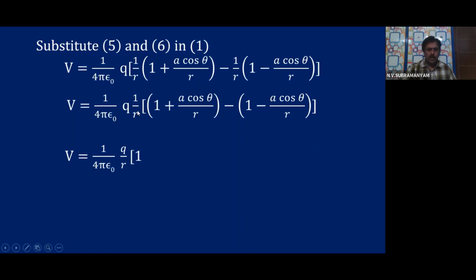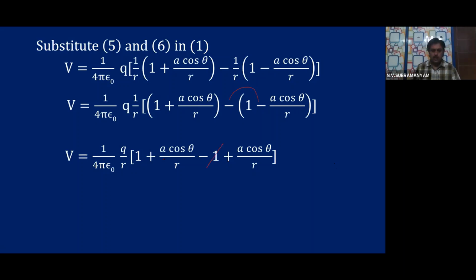1 by r common I have taken. What is q into 1 by r? Q by r. Now this bracket open, children. This I will explain in a moment. You see here, this minus into minus plus plus. Okay. Now this minus 1 plus 1 cancel. Then what am I left with? A cos theta by r plus a cos theta by r. What is a cos theta by r plus a cos theta by r? 2a cos theta by r.